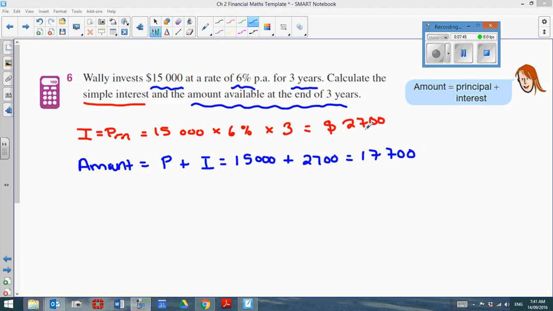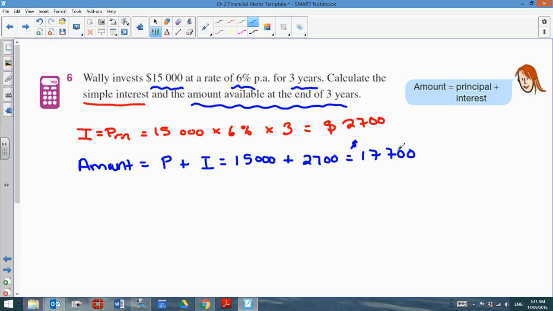So there is a very slight difference between these two because the first one just tells me the interest earned. The second one actually adds on the original amount as well. So I wind up with the total amount of money that I would have if I originally put in $15,000 and I just leave it for 3 years and it earns 6%.